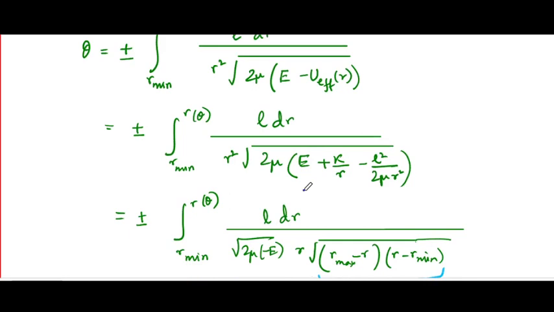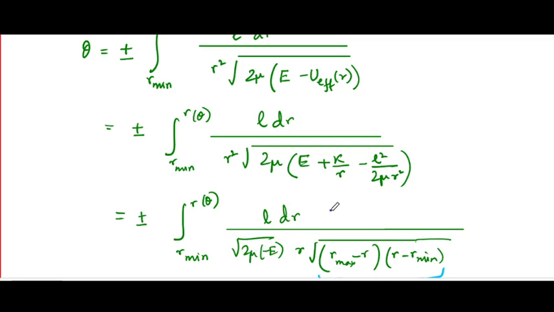First thing we do is get rid of the r's in the denominator by pushing one of the r's inside the square, which of course comes in as an r squared. So this becomes E r squared, this becomes k r, this becomes minus L squared by 2 mu. And then we take the coefficient of the highest power, that is r squared, outside the root. There's still one r left outside. We take that out, but for a bound orbit in a Kepler potential E is negative, so we take the square root of minus 2 mu E out.